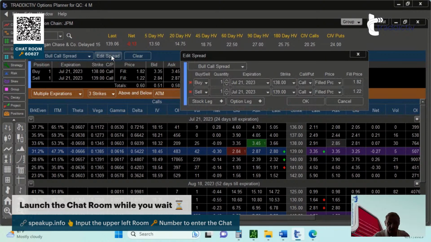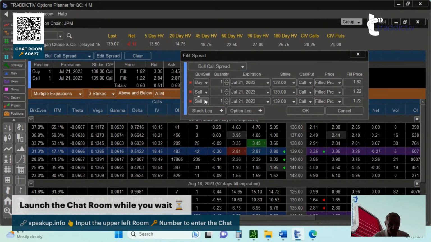So I'm editing the spread, and the first leg that I'm adding is the one that I'm selling, and the one that I'm selling is actually a put. And I'm reading right now the price on which I got filled was a 118.